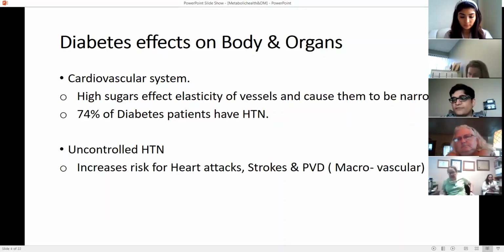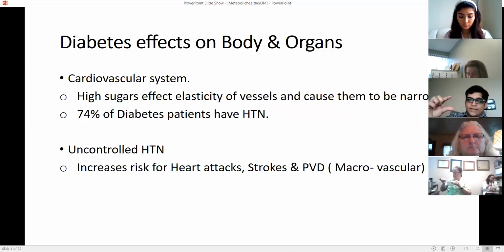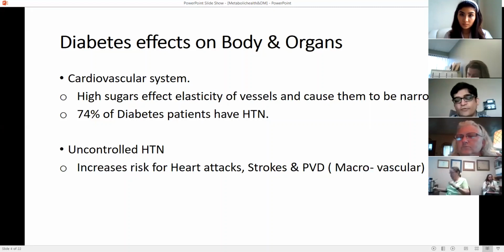So stiffness will lead to an increase in blood pressure, because blood pressure is just the pressure per unit area of the vessel wall. If the vessels are stiff, they will not expand as much, and the blood pressure will rise. And the high blood sugars are making these vessels stiff. So it's not surprising that about 75%, almost 3/4 of the patients with diabetes will have hypertension.